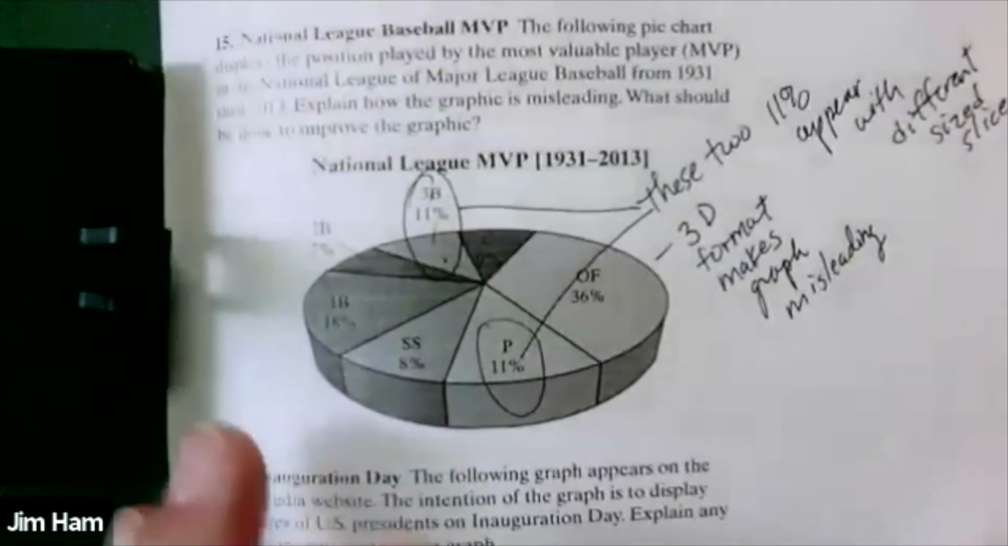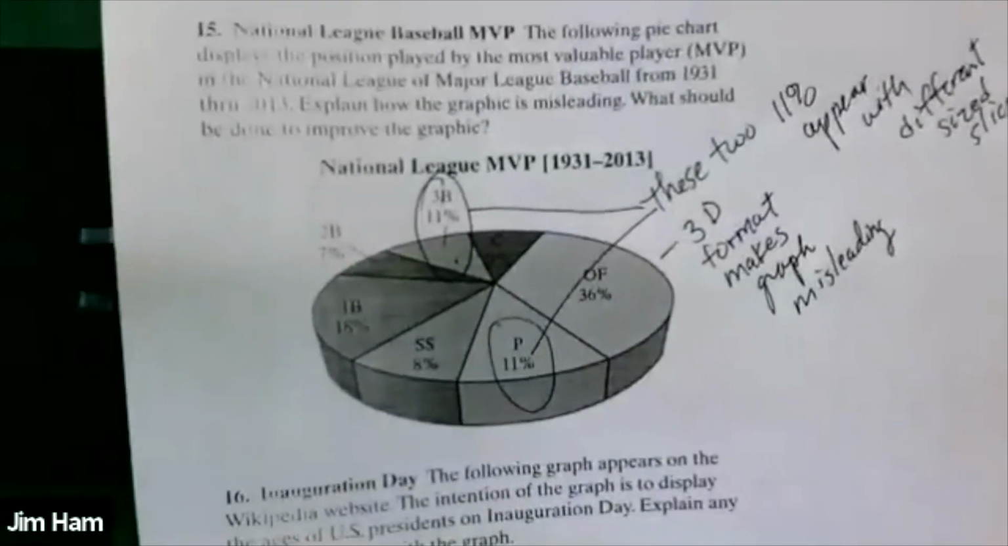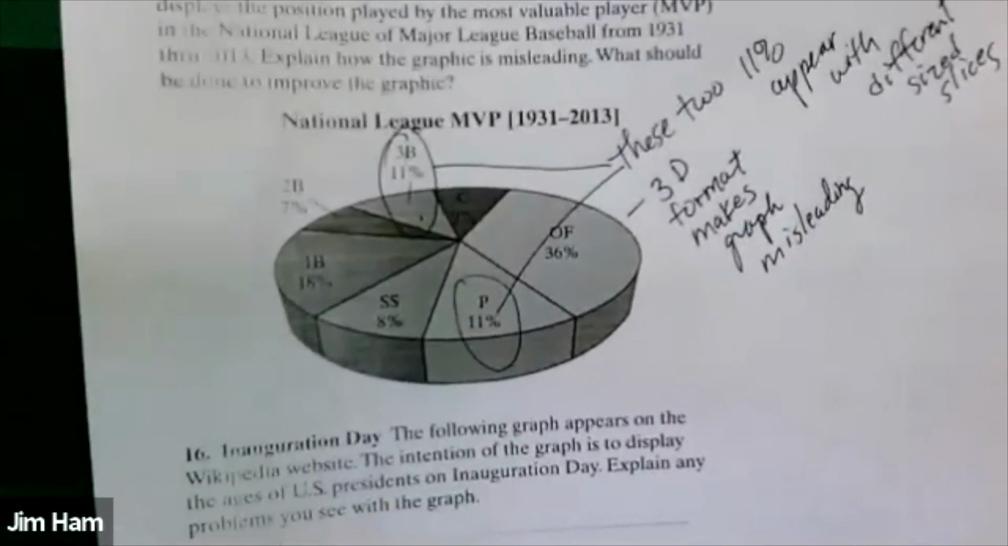All right, so you'd say something like this. Those two 11%, and there's probably some other numbers that you could add up together to see the distortion here, but those two 11% should be the same size, and they're not. So it makes the graph look misleading. It makes it look like pitchers earn the MVP honor more often than third basemen, when in fact that's not the case.